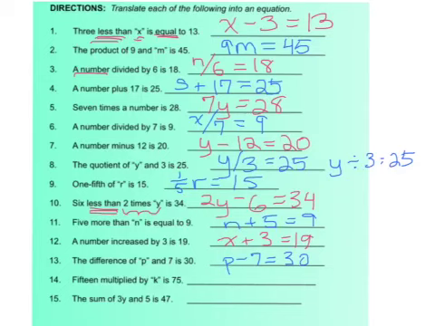15 multiplied by k, so 15k equals 75. The sum of 3y and 5, so 3y plus 5 equals 47. You should be getting the hang of this pretty quickly. Once you get those keywords down, you study them, you memorize them, you become more familiar with them, it'll get easier and easier as time goes on.